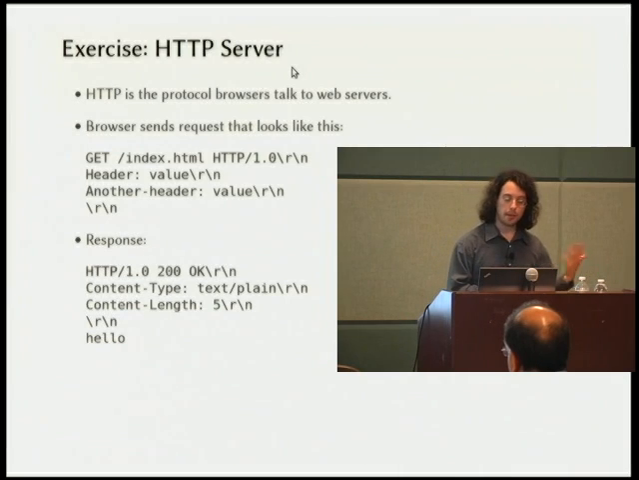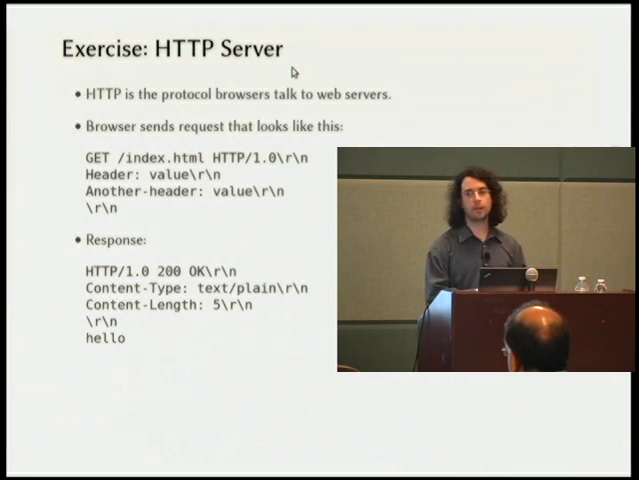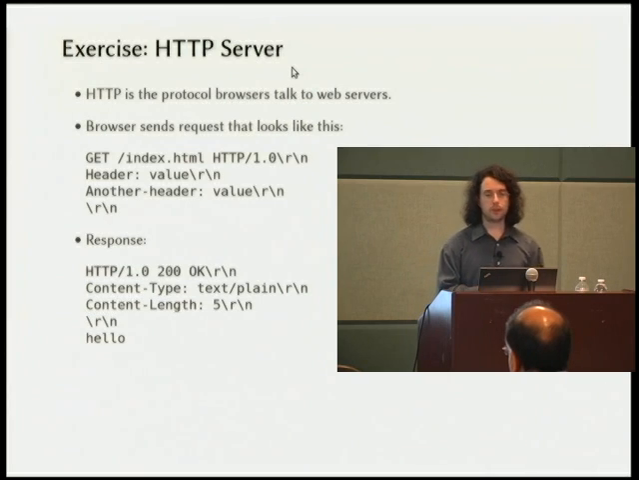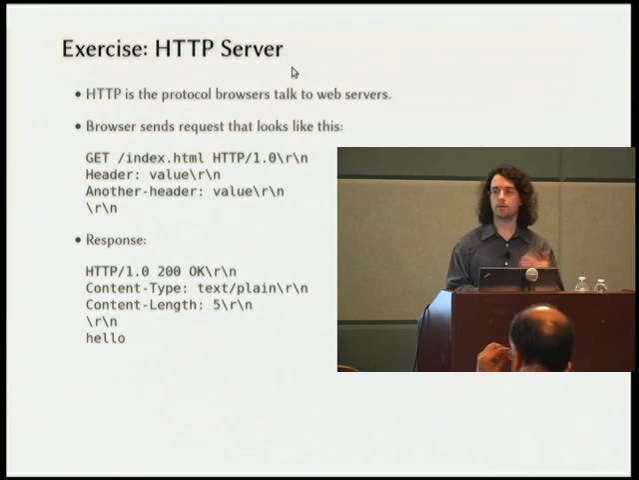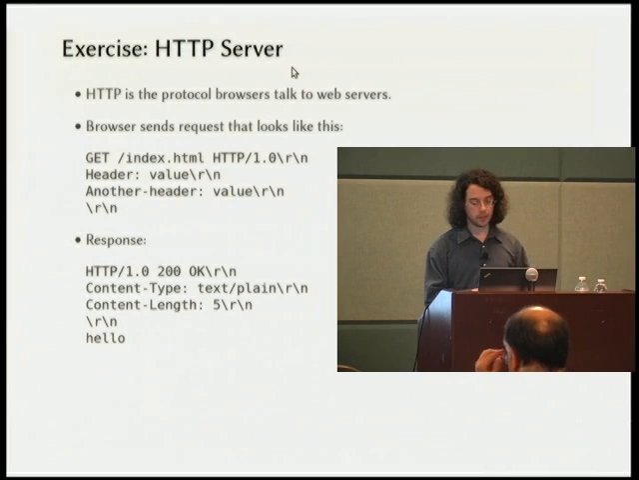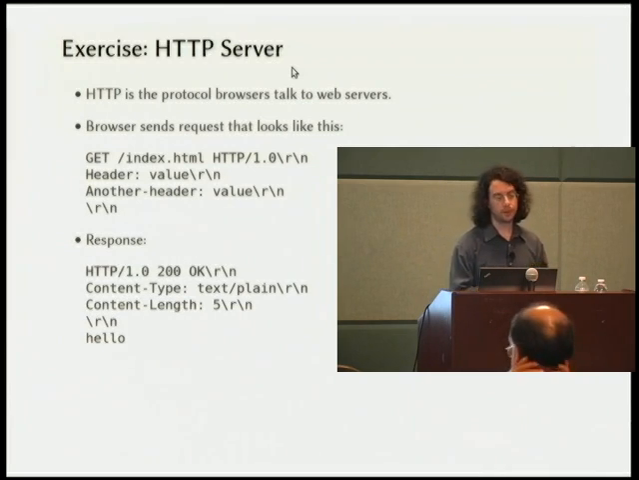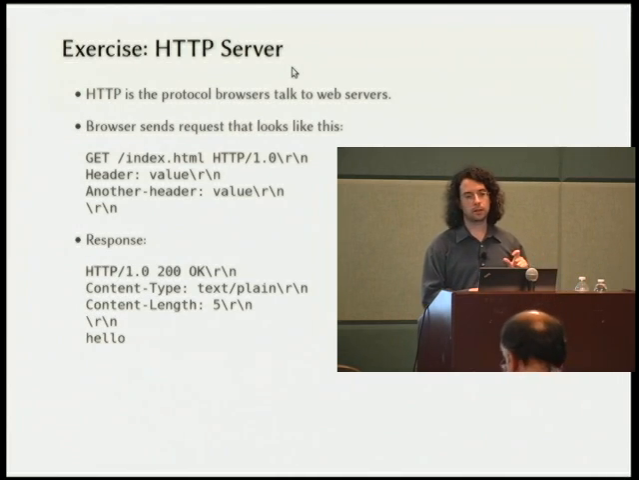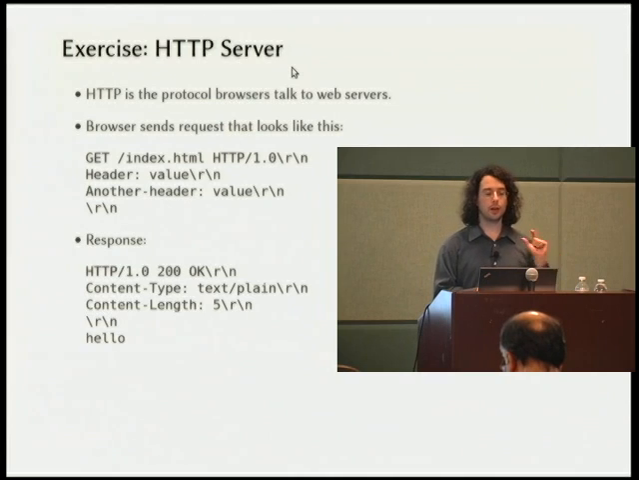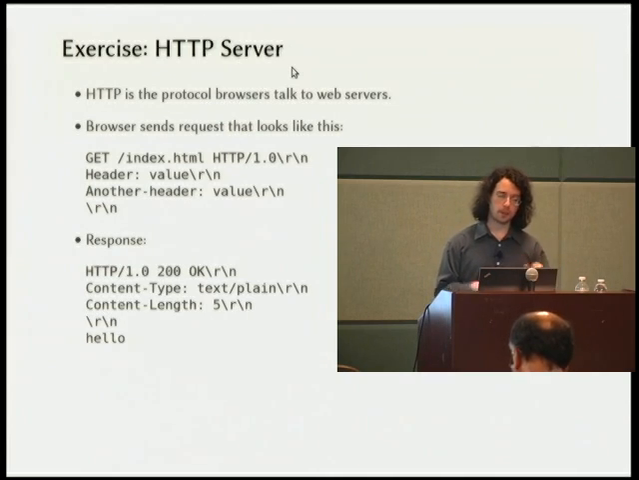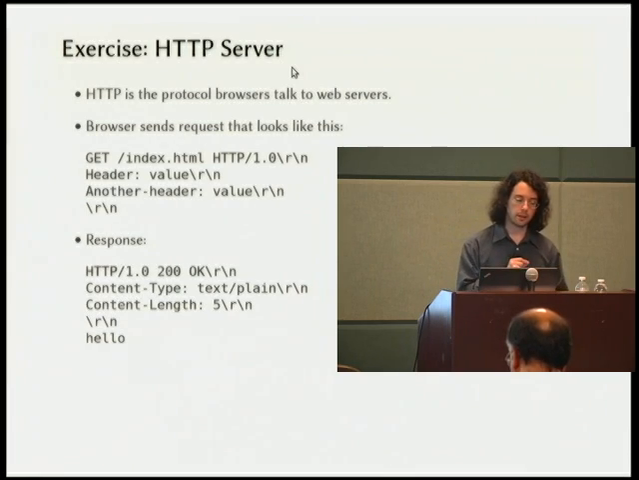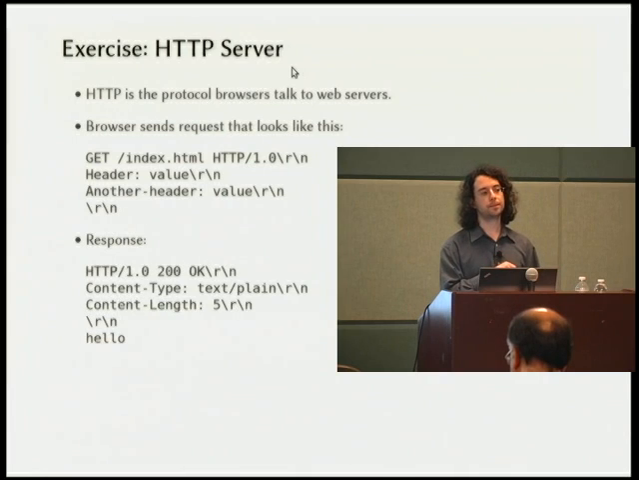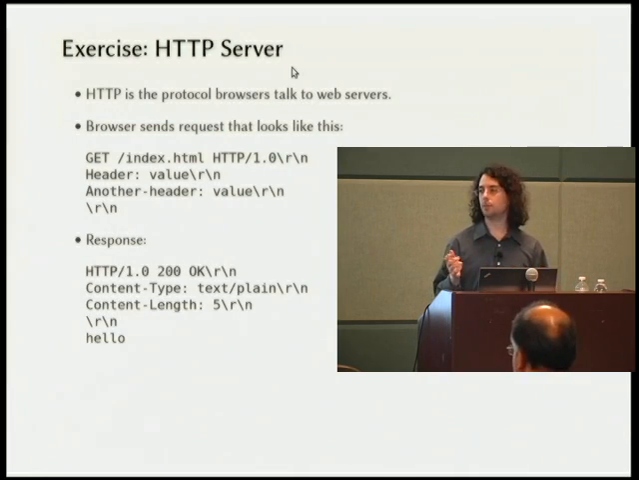Then we return some headers, and these headers actually have some meaning. So we say, this is going to have a content type of plain text, and it has a length of 5 bytes. And then again, we have a new line, an empty line, indicating the end of the response headers. And then we have the body of the response. And since we said it's 5 bytes, we have exactly 5 bytes of content after the headers. And that's an HTTP response.